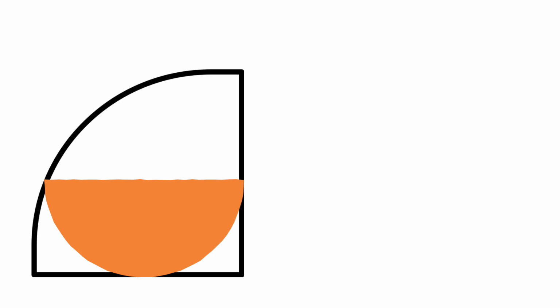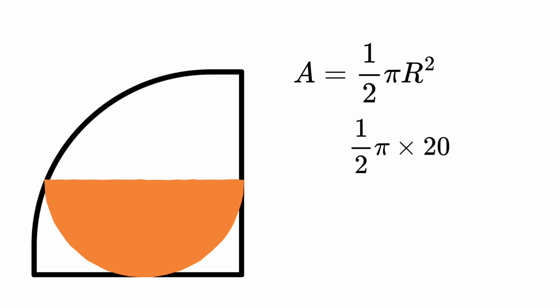Finally, finding the orange shaded area of the semicircle. Area of a semicircle is equal to 1 by 2 pi r square. So substitute the value of r square. Then we get 1 by 2 into pi into 20. Then the area of the semicircle is 10 pi.